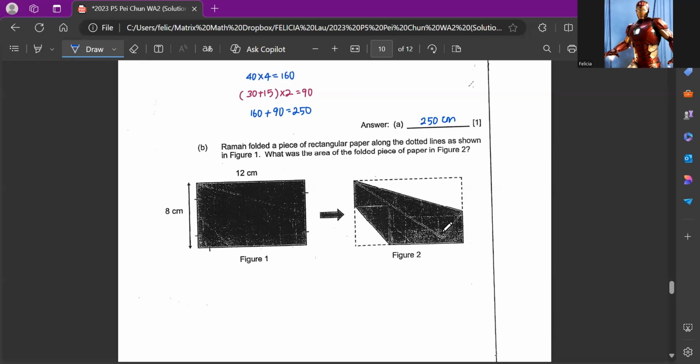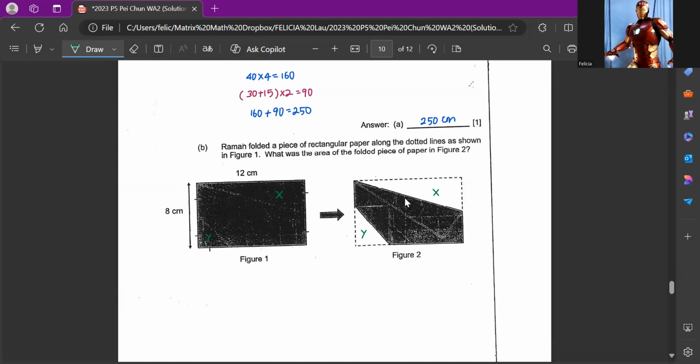The approach is very simple. You can just find this triangle and this triangle. Once you have found the area of these two triangles, you just need to take this away from the whole rectangle, so that whatever is left is your folded area, your folded piece of paper. Generally, this will be the approach we are going to work with. Let's call this triangle X and triangle Y for easier labeling purposes.